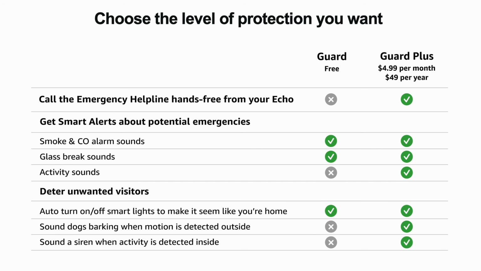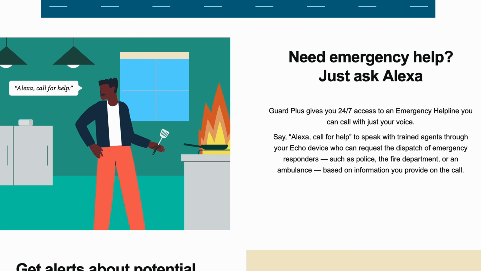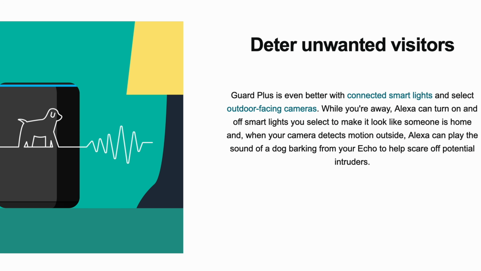That's one that Amazon offers for about $5 a month, and the main difference between Guard and Guard Plus is that with Guard Plus, it connects you to an Amazon emergency service helpline, where it gets you in touch with a real person and they can contact the police or fire department for you. Guard Plus will also play sounds if it detects an intruder, such as a dog barking or a siren.